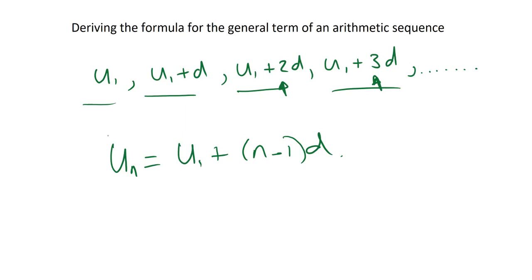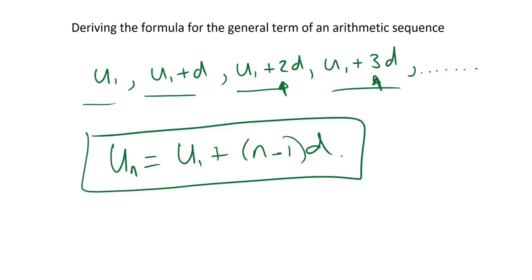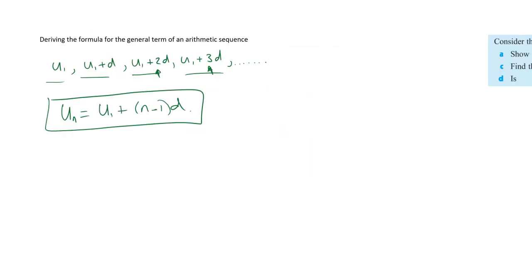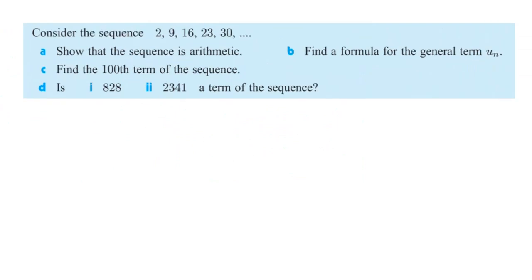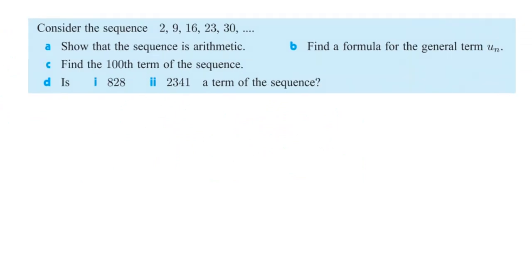Now, there's one thing to write down. That is our general formula to find the outcome for any particular term number, right? Okay, so let's have one quick easy example, and then we'll look at some further applications of this in the next video.